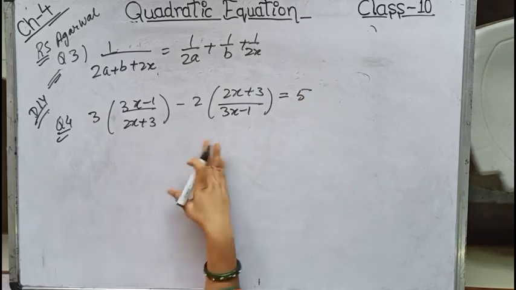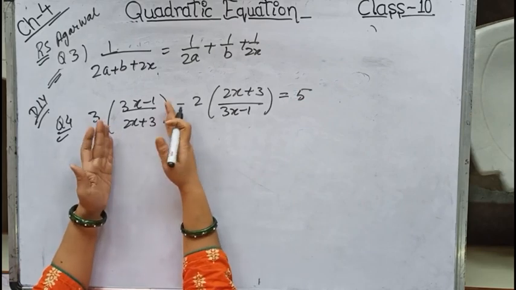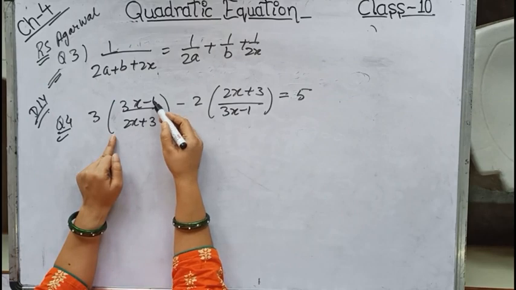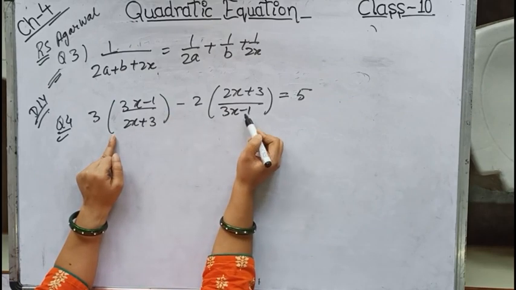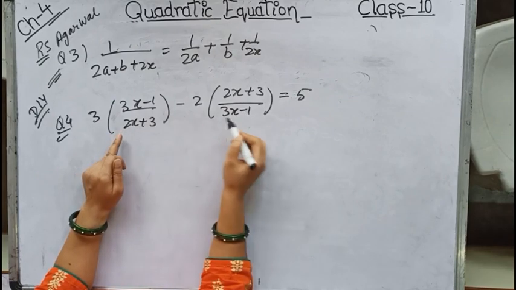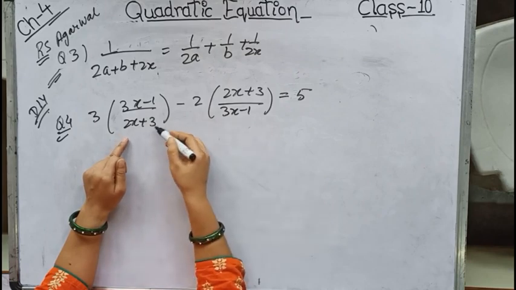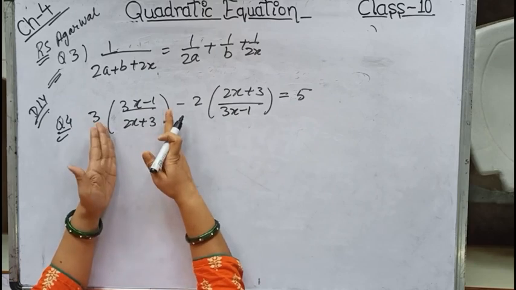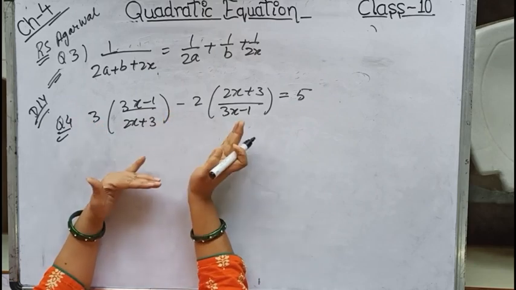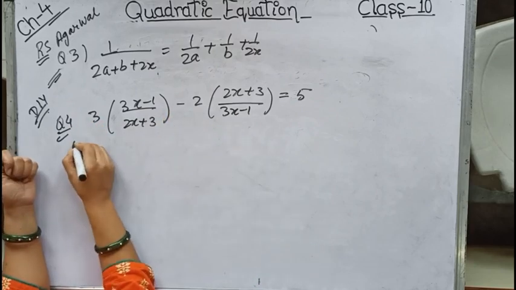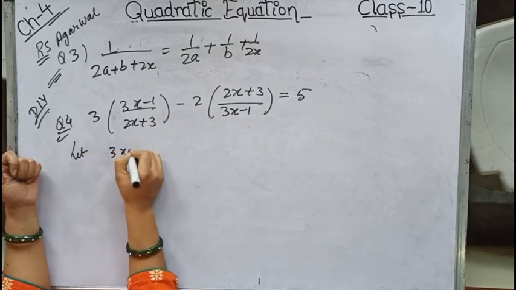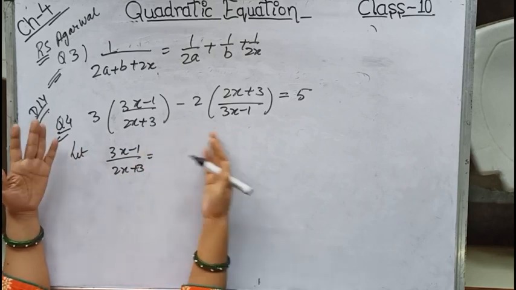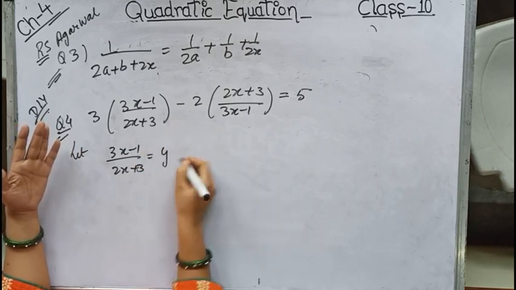Now in this type of sum, children, you can see the ratio which is given in the bracket. If I suppose it as p by q, then you can see it is q by p. The numerator over here is the denominator, and the denominator is the numerator. So this fraction given in the bracket we will suppose as some other variable. So let (3x minus 1) by (2x plus 3) equal to any other variable except x, say y.